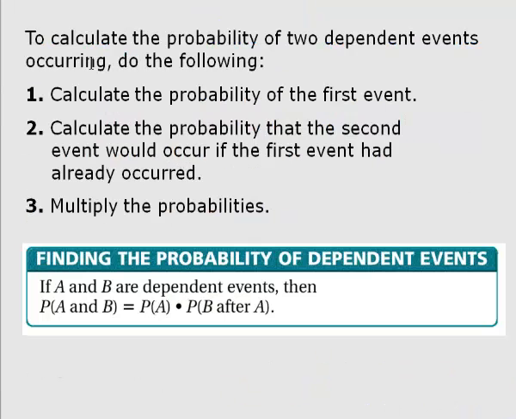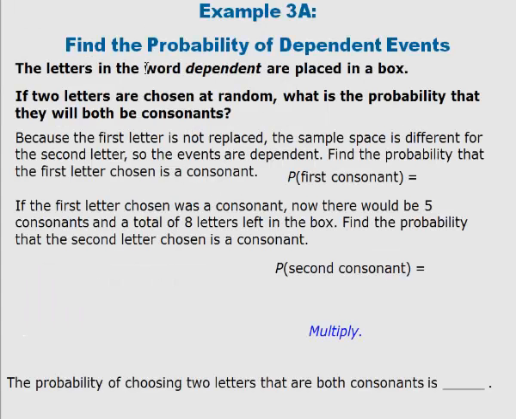Now if we have two dependent events, we have to do the following. First, we calculate the probability of the first event. Then we have to calculate the probability that the second event would occur, assuming the first event has already occurred. And then we multiply. Let's take a look at how that's done. The letters in the word dependent are placed in a box. So we have a D, an E, a P, an E, an N, a D, E, N, T placed in a box.